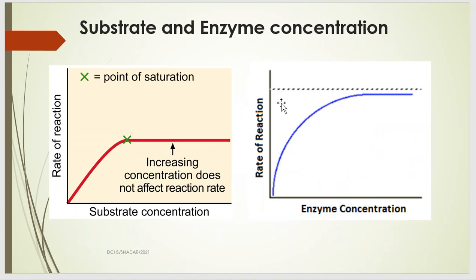Another factor that controls the rate of reaction is the substrate and enzyme concentration. Imagine you're adding more substrate. With more substrate, of course, the reaction is going to increase, but for how long? It is going to reach a point of saturation, because the increase in concentration doesn't necessarily affect the rate of reaction. It is going to level off because all the enzymes have been used up.